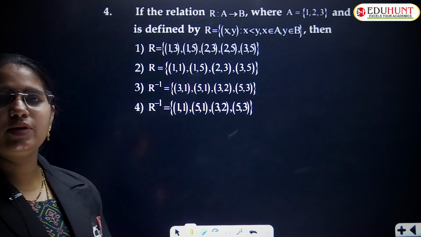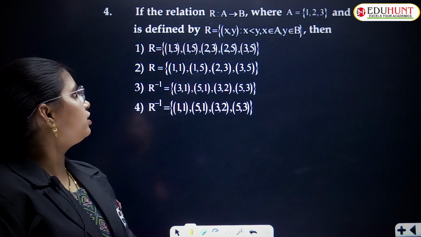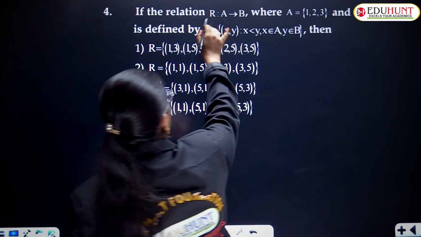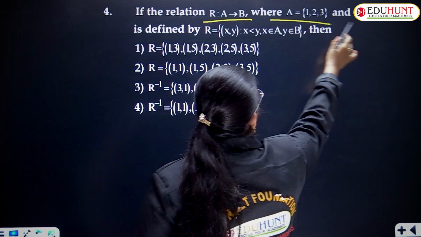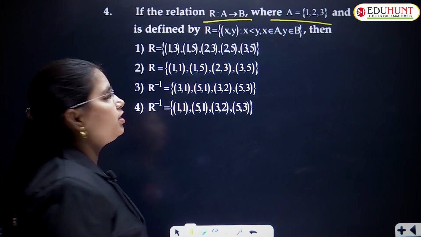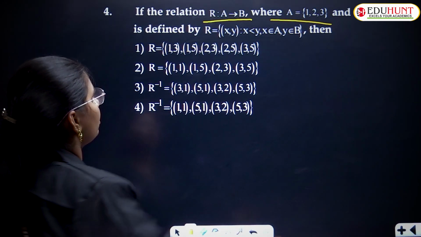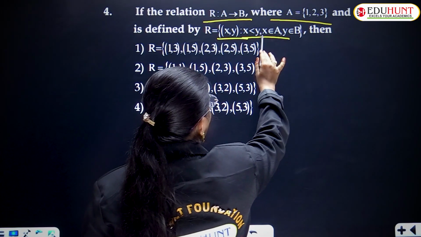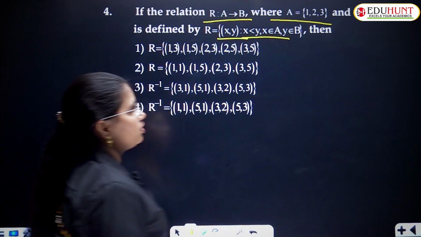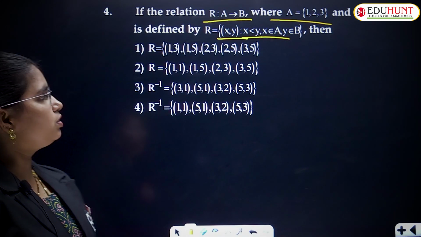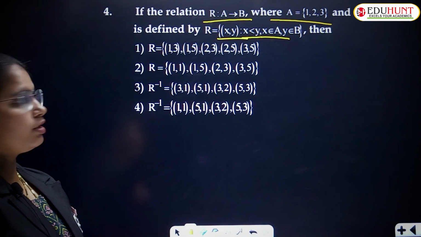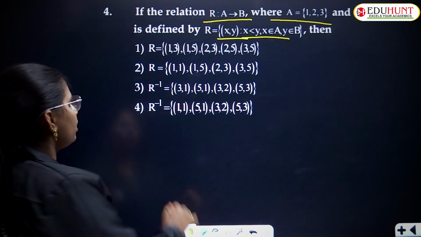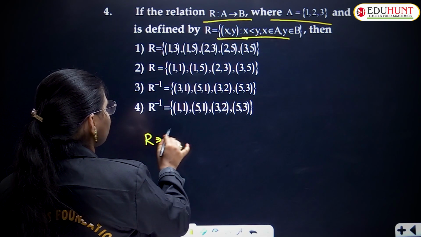Okay. So what is my next question here? If the relation R, which is defined, R is mapping from A to B, where A is 1 2 3 and B is 1 3 5, is defined by R is a relation. How you are defining this relation? X comma y such that X is less than y, X belongs to capital A and Y belongs to capital B. As usual, like the previous question. So you have to define a relation, right? So how to define this relation? X should be less than y. Okay. So R you have to take.